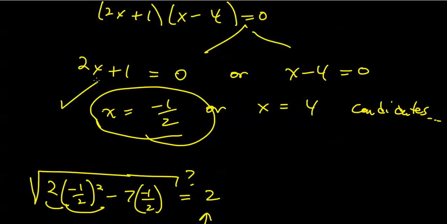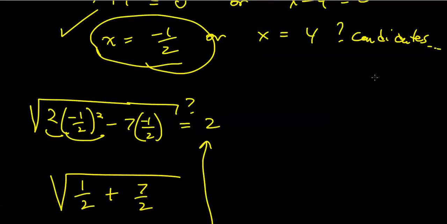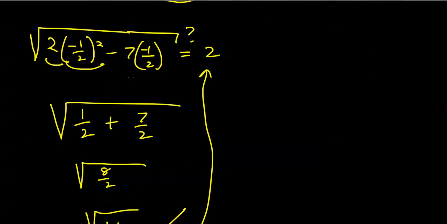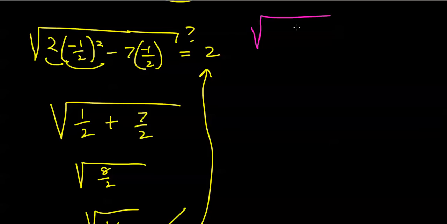Okay? Let me try it with x equals 4 now. Does x equals 4 check in my original equation? Let me rewrite it in a different color so we can see it a little more clearly. I'll start out with my original equation, and I'm going to plug in x equals 4 everywhere I see an x. So 2 times 4 squared minus 7 times 4, the square root of that equals 2, and I ask myself, is that a true statement?